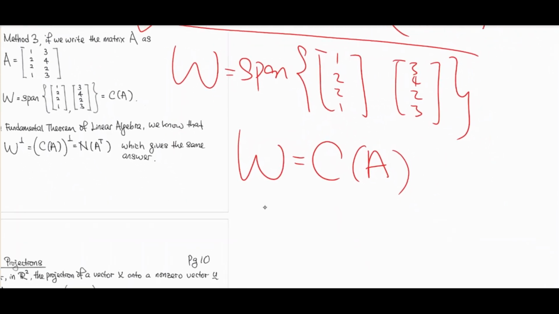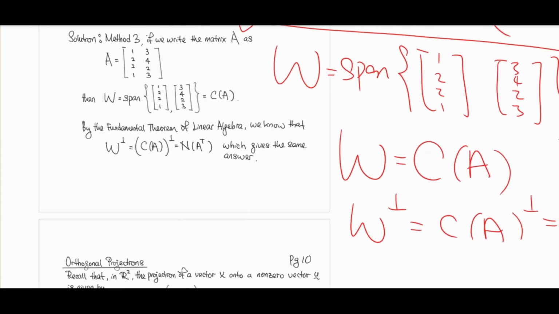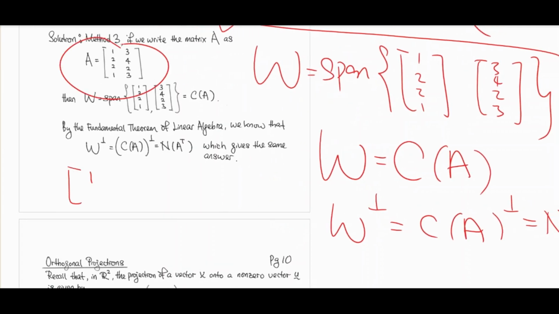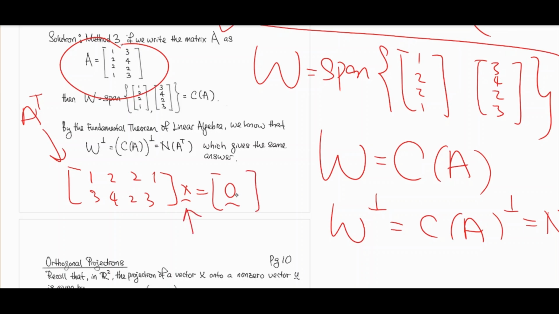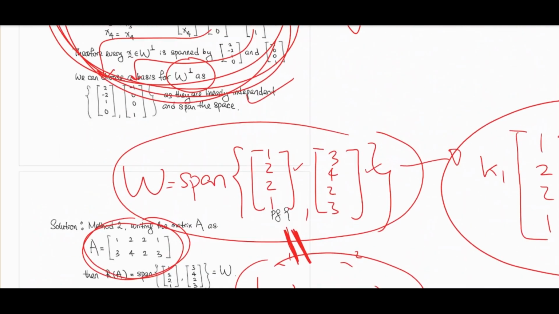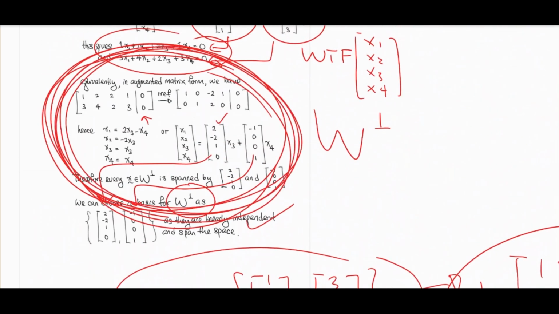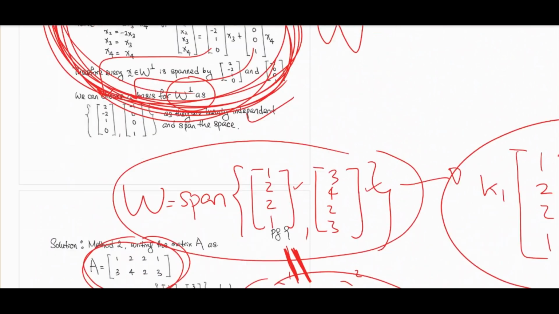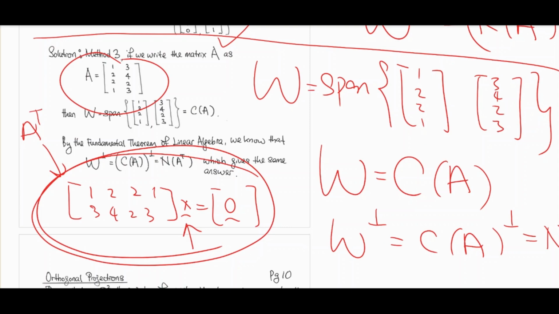Now, we want to find W perp, so we have to find this perp, and this is the same as the null space of A transpose. What does it mean? You take this A and transpose it: (1, 2, 2, 1), (3, 4, 2, 3). This is your A transpose, and you try to find an X so that A transpose X equals 0. And this computation, ladies and gentlemen, is the same as these computations. All of them lead back to the same computations, and again you will get the same result.